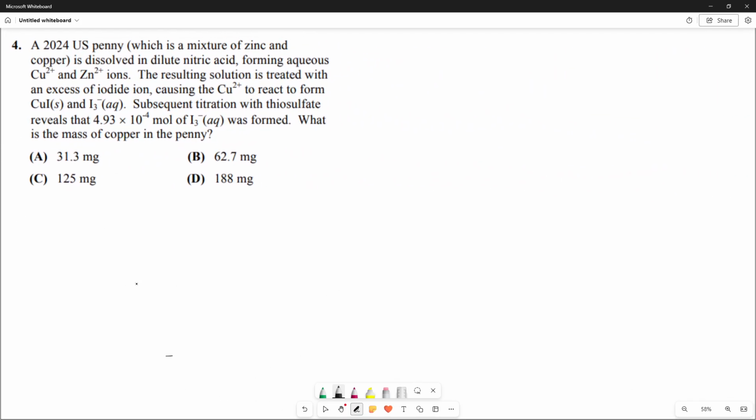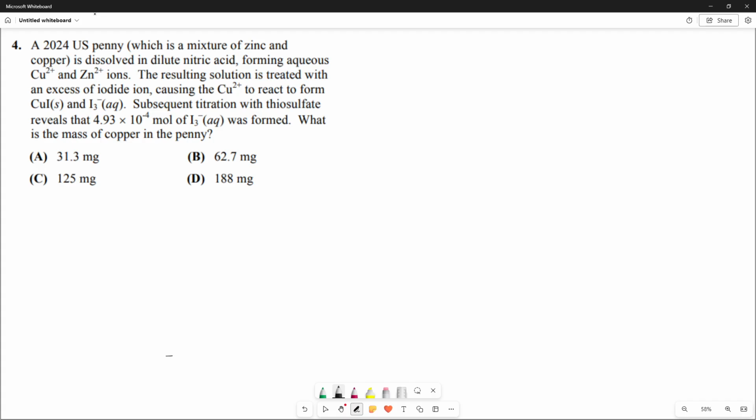Okay. So a 2024 penny, which is a mixture of zinc and copper, is dissolved in dilute nitric acid, forming aqueous Cu2+ and Zn2+ ions. The resulting solution is treated with an excess of iodide ion, causing the Cu2+ to react to form CuI and I3-. Subsequent titration with thiosulfate reveals that 4.93 times 10 to the -4th moles of I3- was formed. What is the mass of copper in the penny? There's a lot of information here. Let's go step by step.